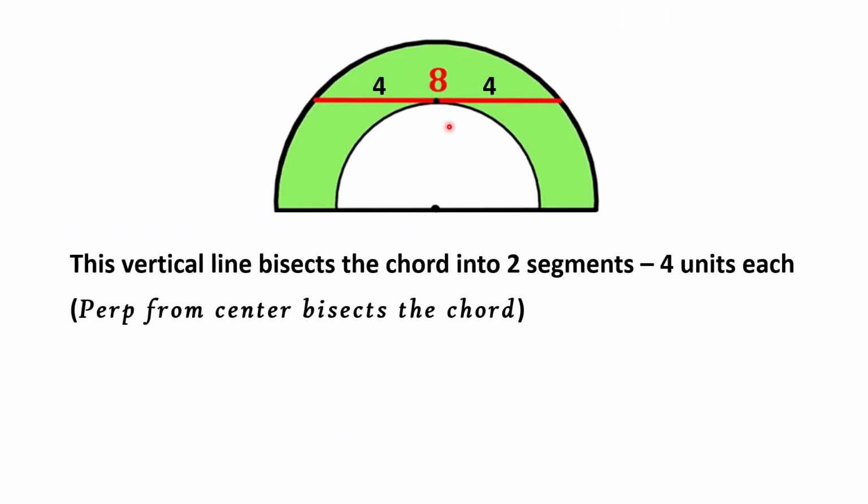Now draw the line. You can see we are drawing this vertical line from the center, perpendicular to the diameter and perpendicular to the chord. So when we draw this vertical line, what will happen? It will bisect the chord. From the center, if I draw a perpendicular, it will bisect the chord and the two halves will be 4 units each. The total was 8. So the line, which is 8 units, is divided into 4 units and 4 units.